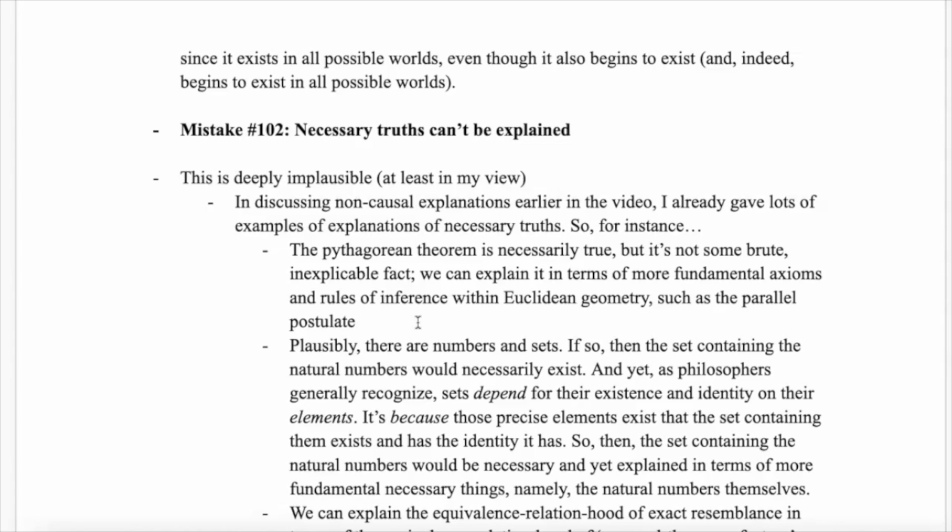And again, whether or not we're actually realists about numbers and sets and whatnot, that's ultimately beside the point. What matters is that these open up the conceptual possibility of necessary truths being able to be explained, right? There's nothing incoherent in that. And so there doesn't seem to be any in principle objection to there being explanations for necessary truths.